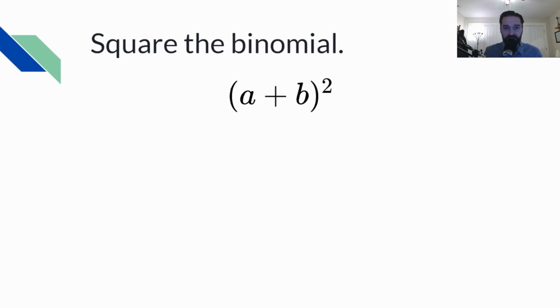Here I'm asked to square the binomial. I'm going to take a plus b and raise that whole thing to the 2 power. So I'm going to apply that power 2 to each piece of the sum, and we get a squared plus b squared. Now I've just made a mistake. I'd like you to pause the video for a moment and ask yourself why this is incorrect. What's the mistake here?